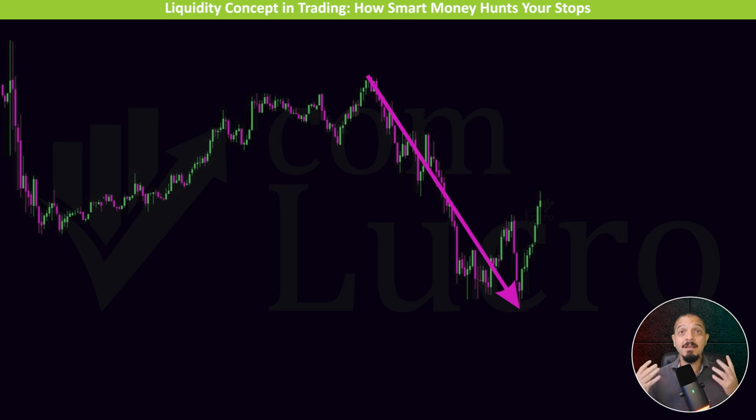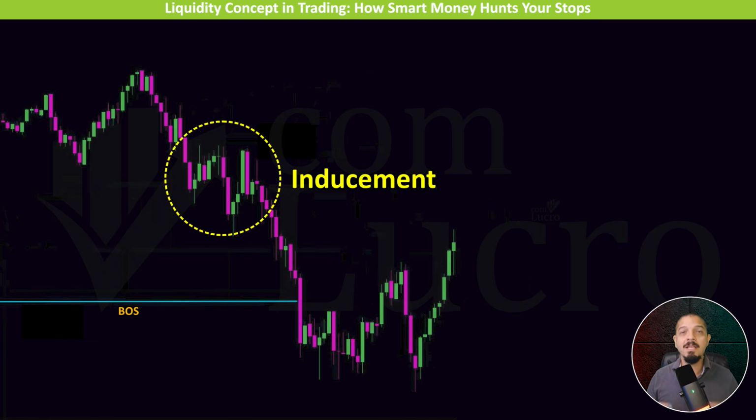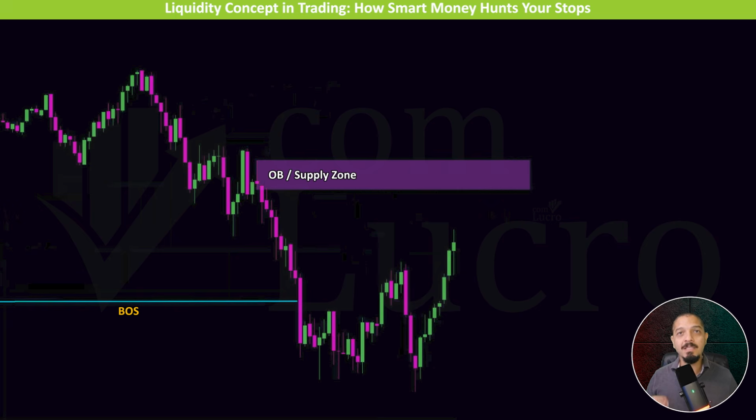As you can see, the market is forming consistent lower highs, and we have just seen a break of structure, confirming a new downtrend. Most traders will immediately look at this area and mark it as a supply zone to sell from when price returns. But here is the catch.